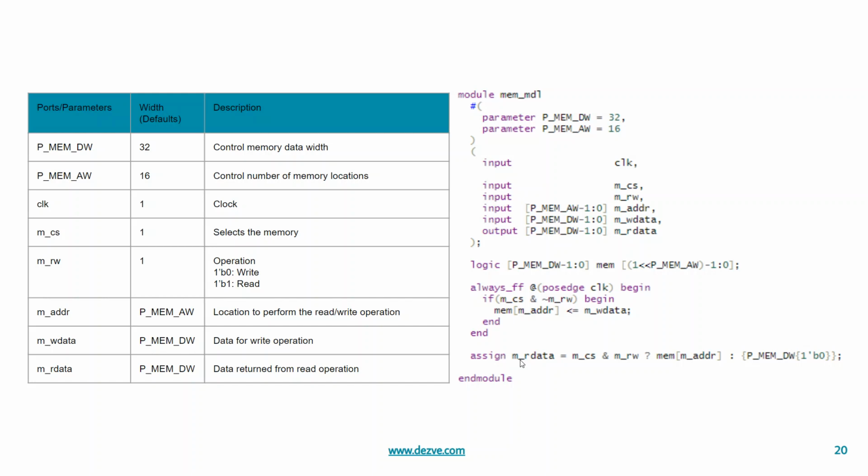So this is the statement here. When m_cs, the chip select, is high and read/write is also high, then what we are trying to do is return a value pointed to by m_address in the memory location. So this mem sliced index will give you the actual value stored at m_addr, and that would get returned in m_rdata.